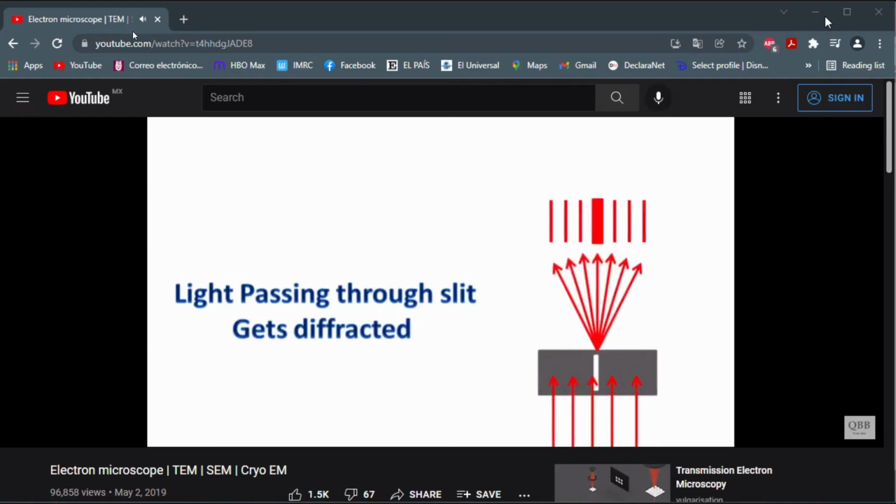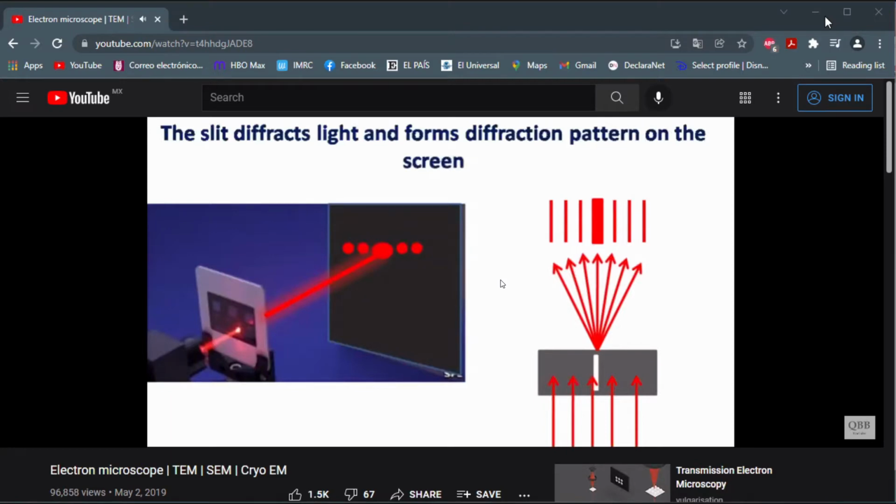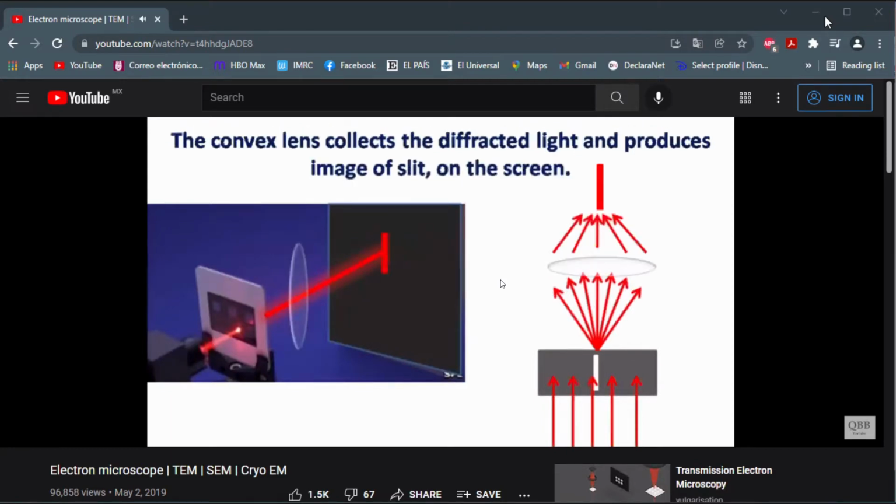Diffracted. So what you see is the central maxima, first order minima, first order maxima, and so on. Now, if we have a convex lens in between, then the lens collects the diffracted light and focuses it on a screen. This results in the formation of the image of the slit. So the image is nothing but an interference pattern of the diffracted light.